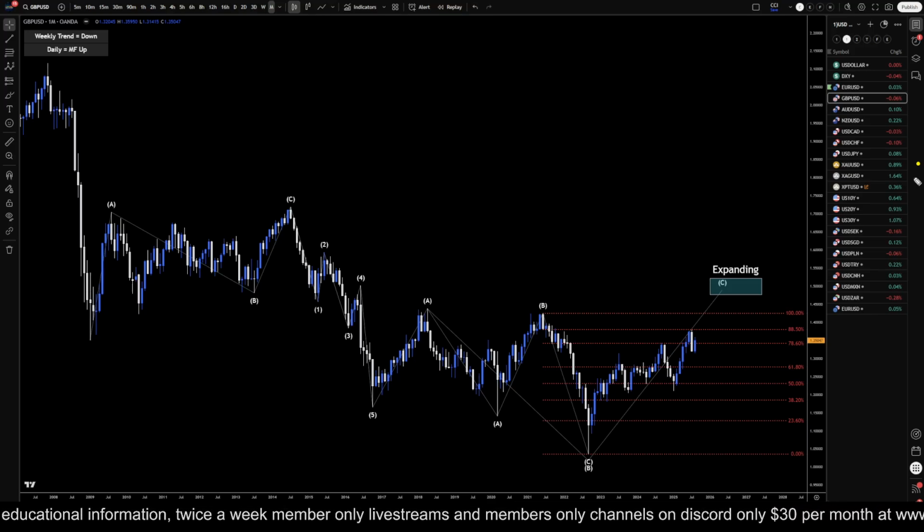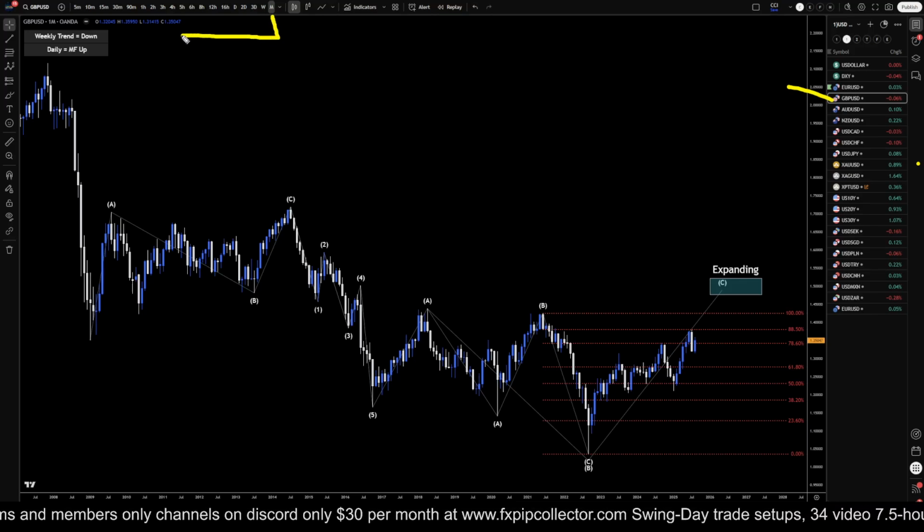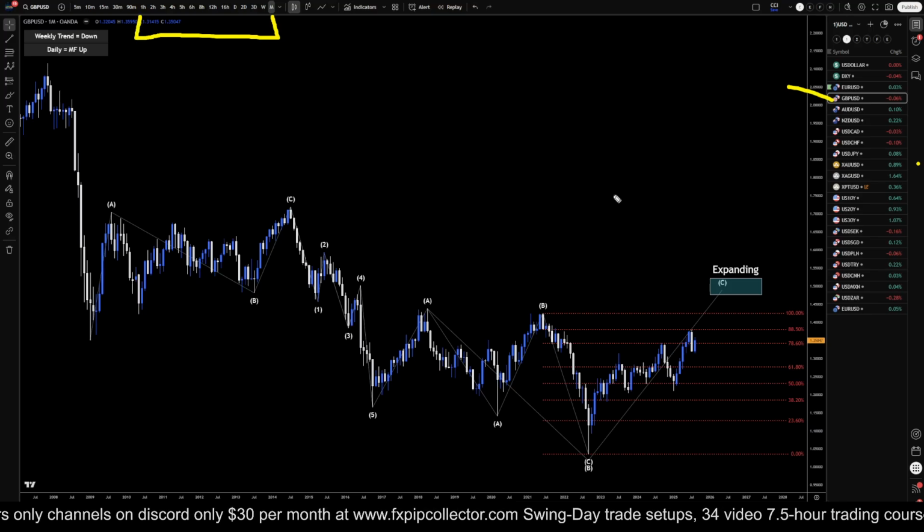Today is Sunday, August 31st, and this is my analysis for the pound US dollar. We're going to do the full top down analysis, meaning that we're going to start on the monthly and work our way all the way down to the 1 hour time frame.